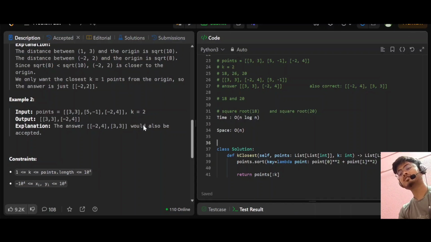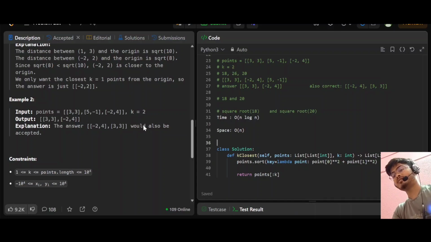Now let's discuss the common mistakes that we can make. Mistake 1 is calculating only one coordinate. Some learners may sort the points using only the x coordinate or only the y coordinate, for example, only y square or x square. This is incorrect. A point's distance from the origin depends on both the x coordinate and the y coordinate. We must use x square plus y square.